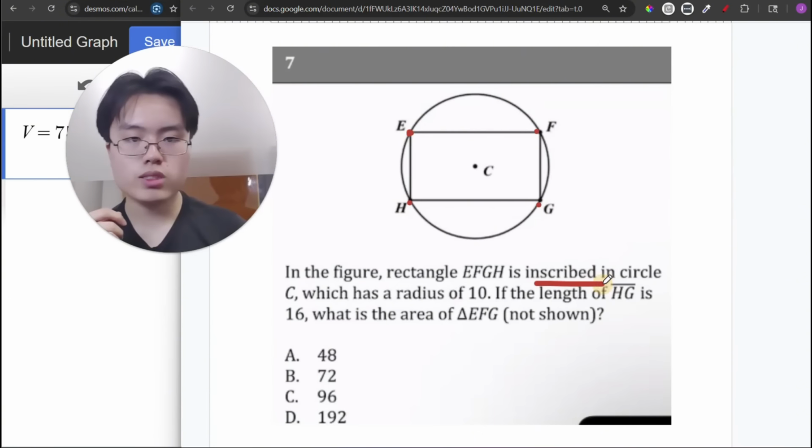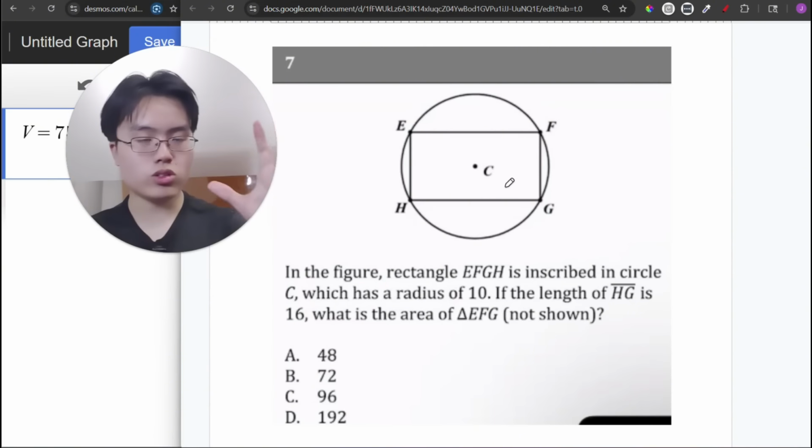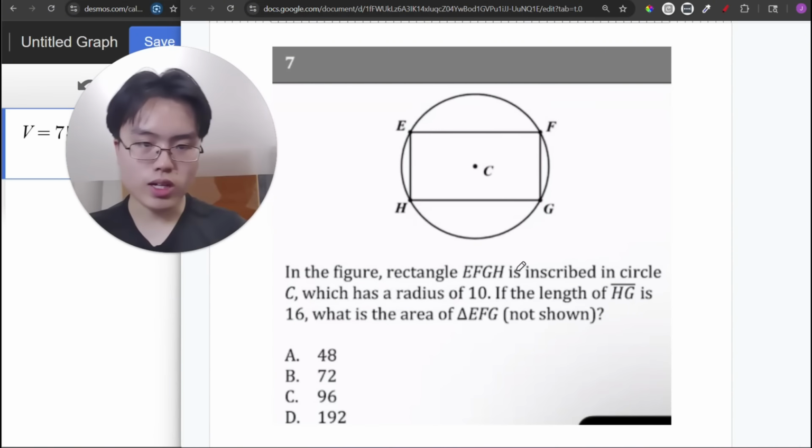That's what inscribed means. It could be like a triangle inside a circle. It could be any shape inside. It could be 3D, like a cube inside of a sphere, things like that, okay? But the general strategy for inscribed shapes is you have to find the common length between the two shapes.